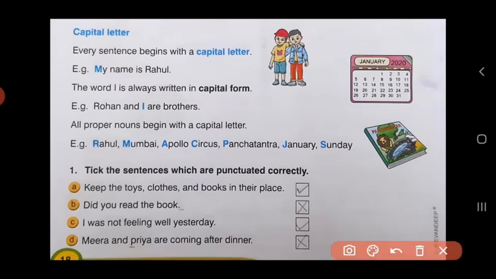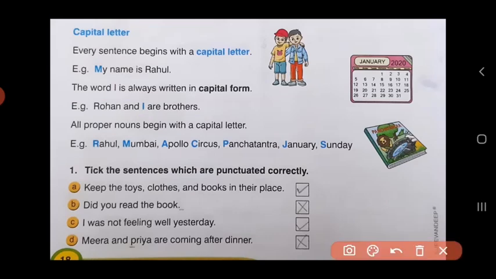Another important thing is the word I is always written in capital form. So when you say, I am a boy, or like this example, Rohan and I are brothers. Though I is in the middle, I is always written as capital.